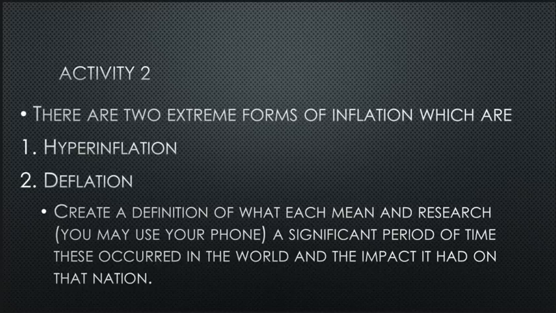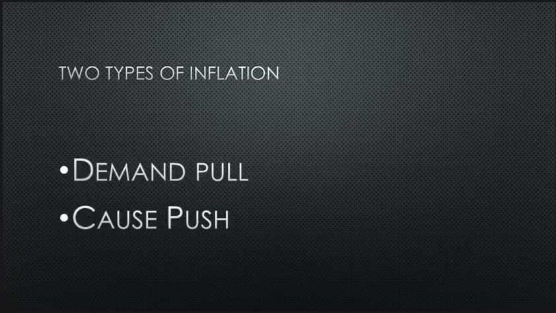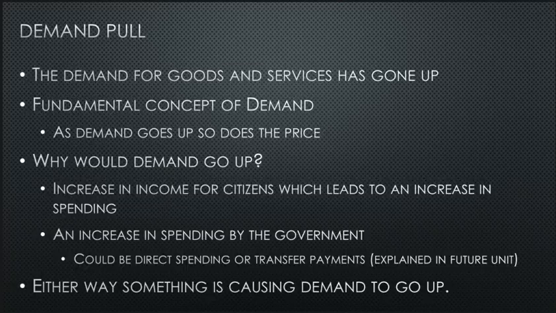When you're all set, move forward and get into the third learning target, which is explain what causes inflation by comparing demand pull inflation with cost push inflation. So there are two types of inflation, demand pull and cost push, and we're going to examine each one individually. First off, we have demand pull. Demand for goods and services has gone up. We pretty much are getting the idea that when demand goes up, so does everything else in terms of price.